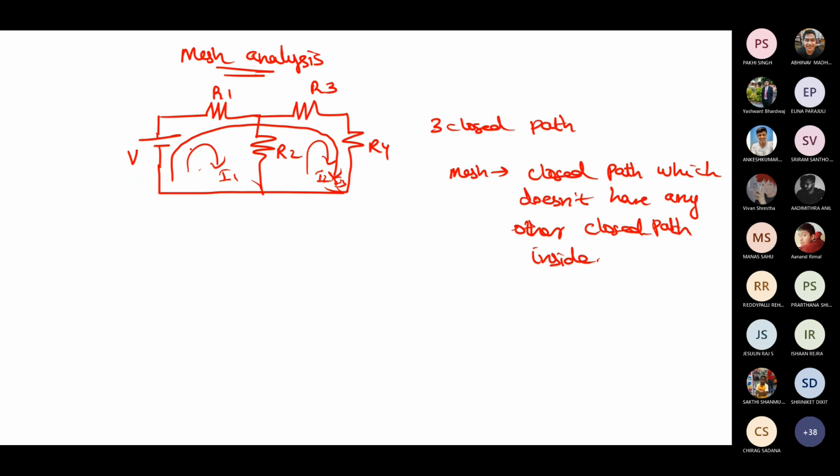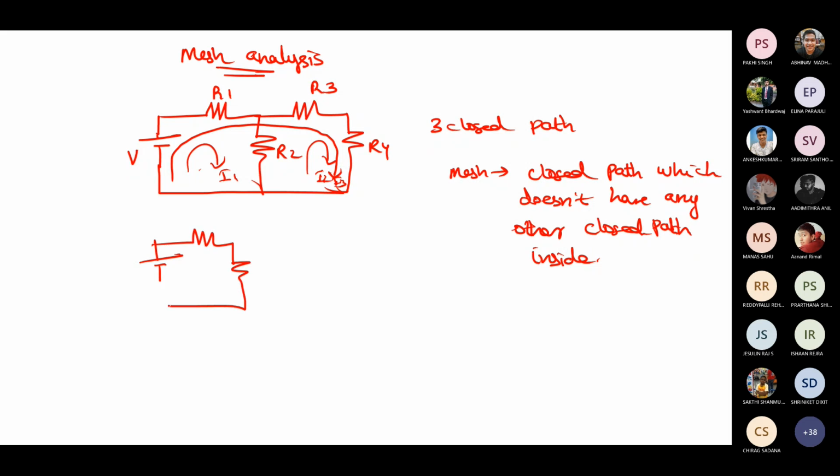Two meshes, because I1 is going to be one closed path, and I2 is also a closed path. But we cannot take this I3 as a mesh, because a mesh is a closed path that doesn't have any other closed path inside. If I take this I3, you have I1 and I2 inside, so this is not allowed. So this is the definition of a mesh. If you see any circuit, we first have to identify how many meshes there are in the circuit.